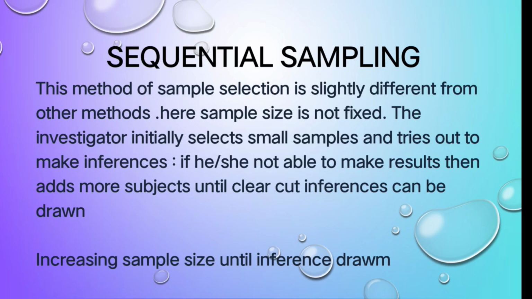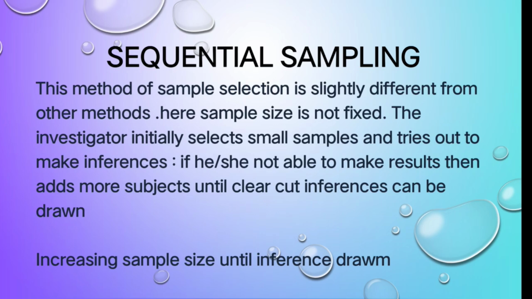That means that the researcher first of all will select only the small samples. Then he will do the research study and he will find out the inference from that. If he is not satisfied with the inferences or the conclusion drawn from that, the researcher will add upon the sample size. So until and unless he gets the proper result, he will go on adding the sample size. So that is known as sequential sampling.